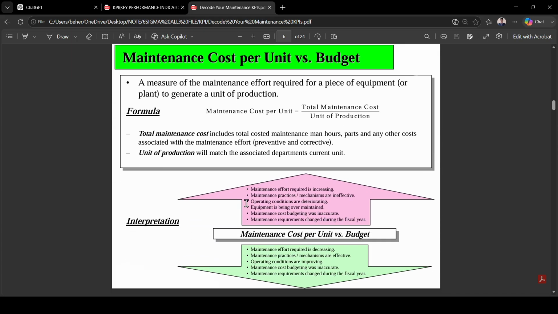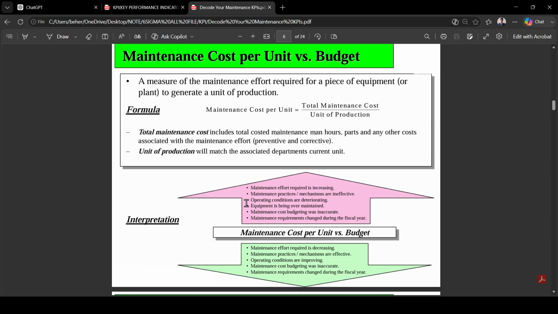So what is maintenance cost per unit versus budget? It is a measure of the maintenance effort required for a piece of equipment or plant to generate a unit of production. Formula: maintenance cost per unit is equal to total maintenance cost divided by units of production. Total maintenance cost includes maintenance man hours, parts and any other costs associated with maintenance efforts, preventive and corrective. Unit of production will match the associated department's current unit.